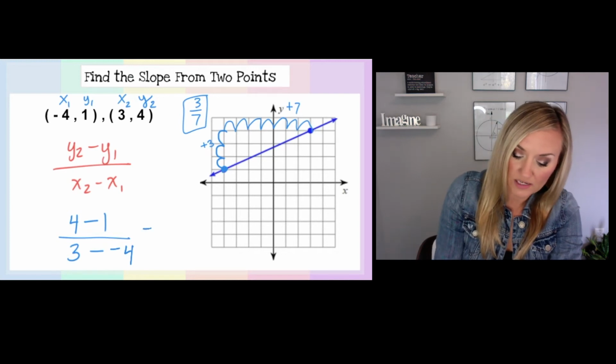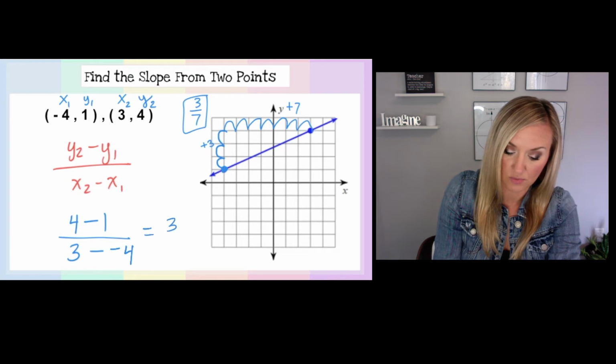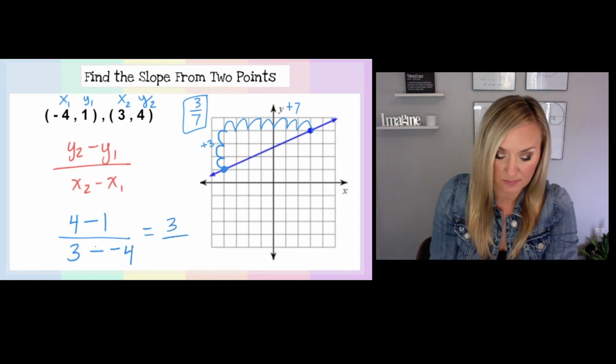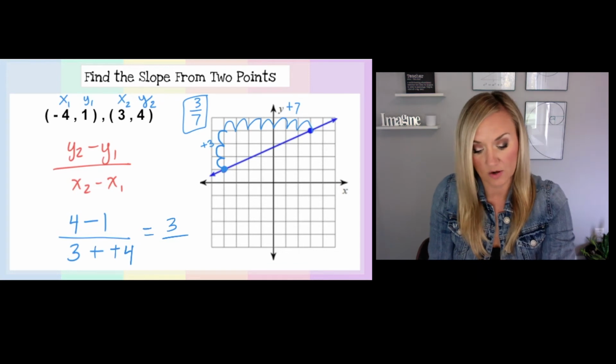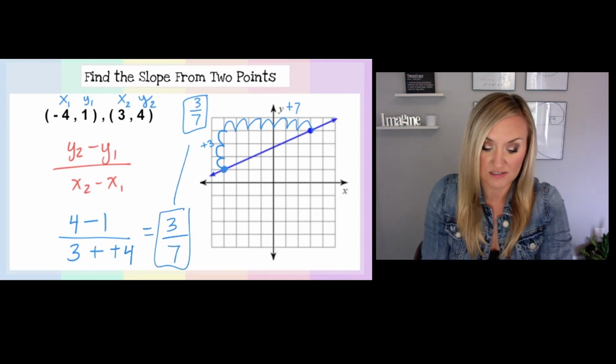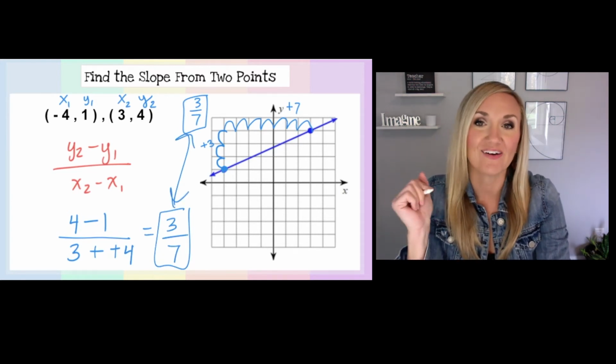Now we can simply calculate the numerator. 4 minus 1 is 3. And because we have 2 negatives, a negative times a negative is a positive, so in our denominator it is a 7, 3 plus 4. You notice we were able to get the same slope by using that formula. All right, so that's what we're doing today.